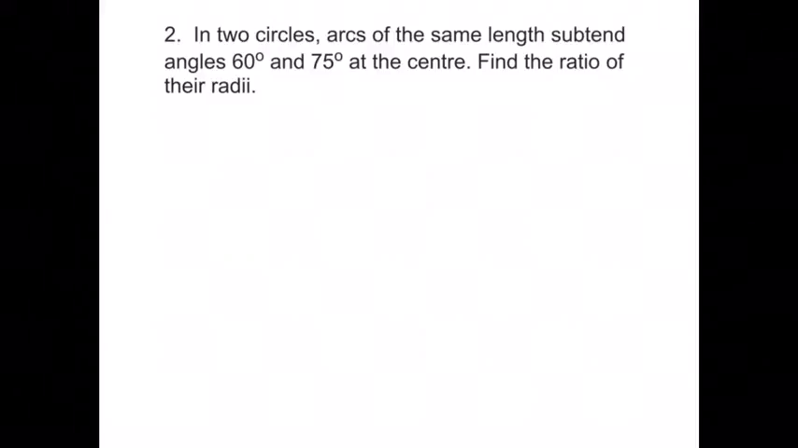Arcs of the same length subtend angles 60 degrees and 75 degrees at the center. Find the ratio of their radii.